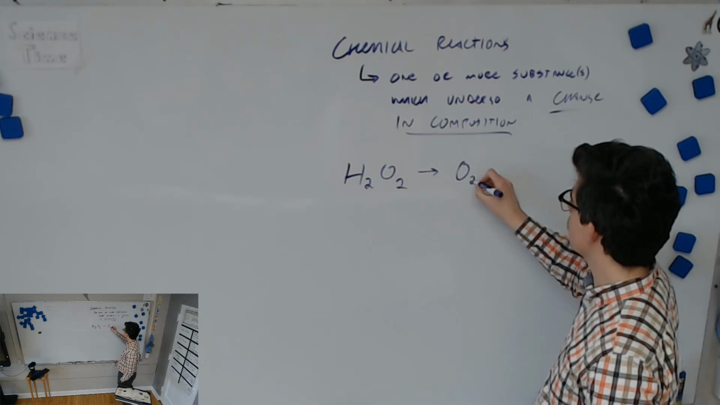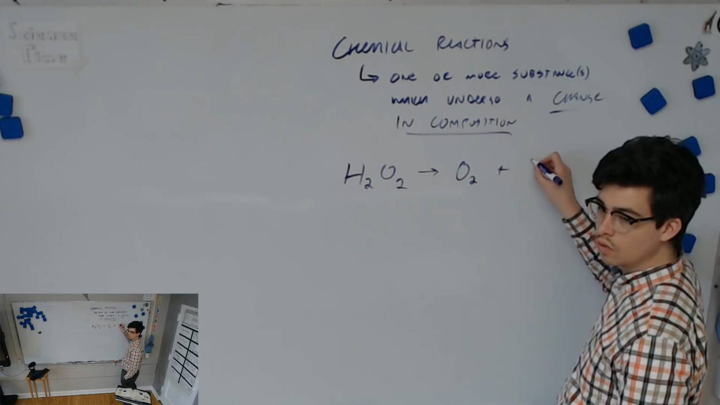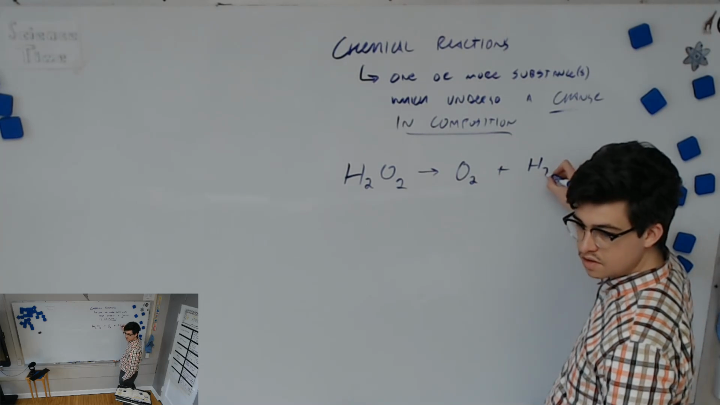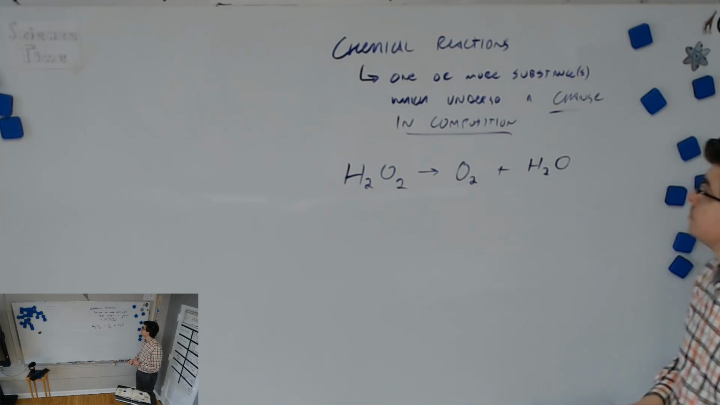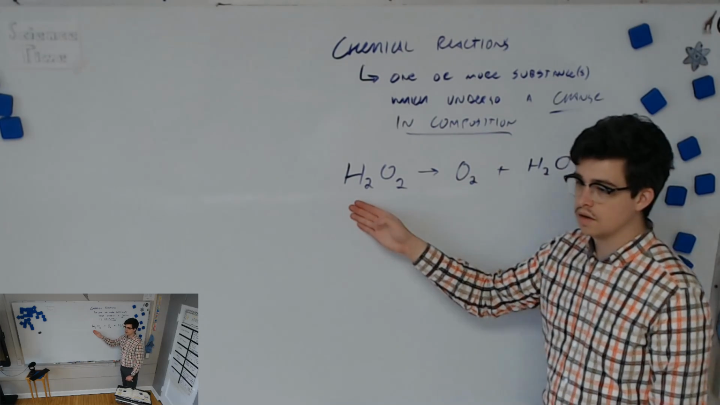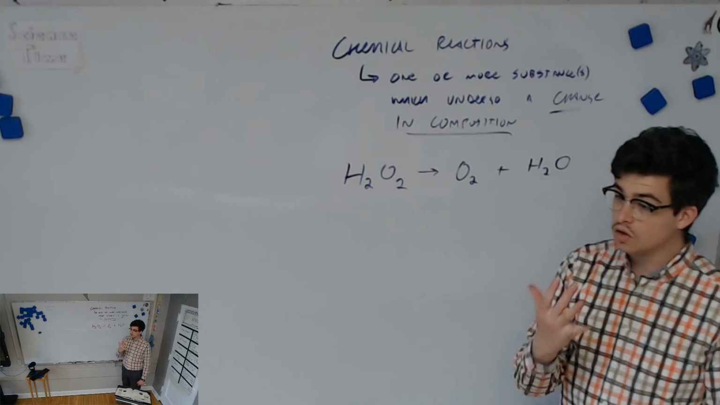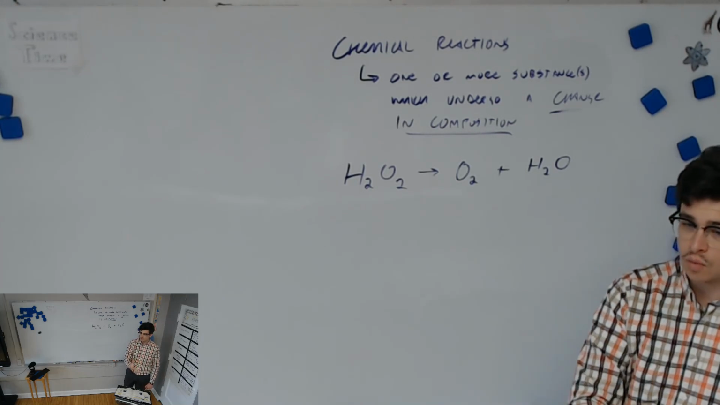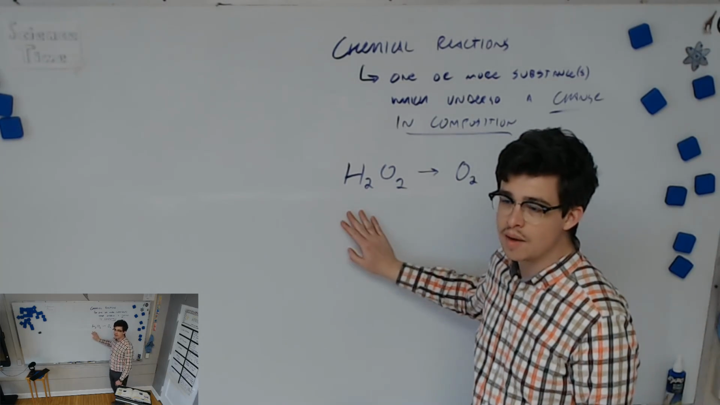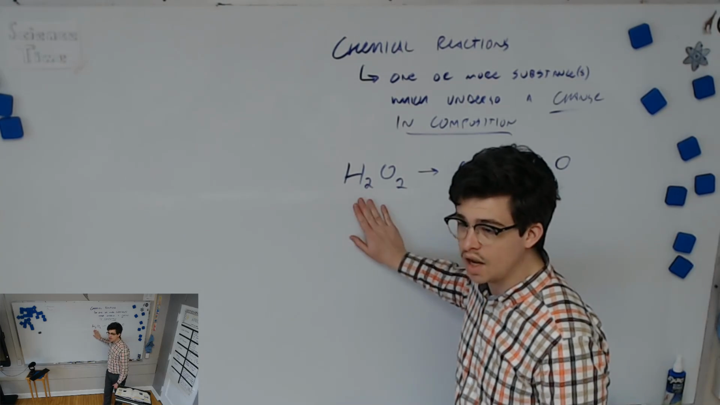Oxygen and hydrogen? No. Oxygen and H2O, which is water. The initial substance was hydrogen peroxide, which had certain properties. It looked like water, but it had properties other than water. What would happen if you drank it? It's poisonous. Yes, it has properties other than those of water.